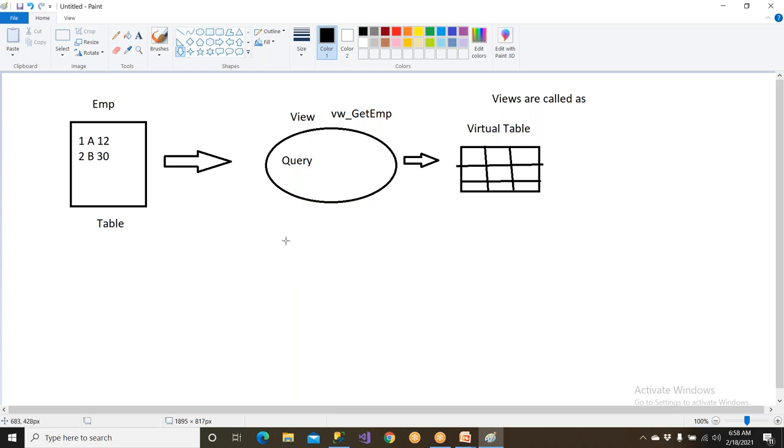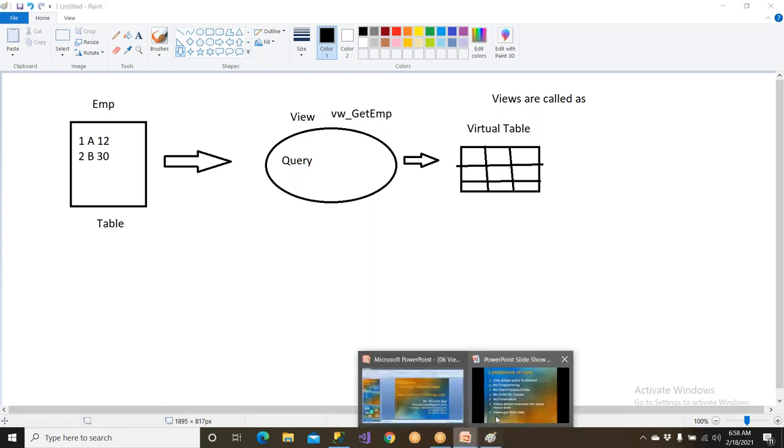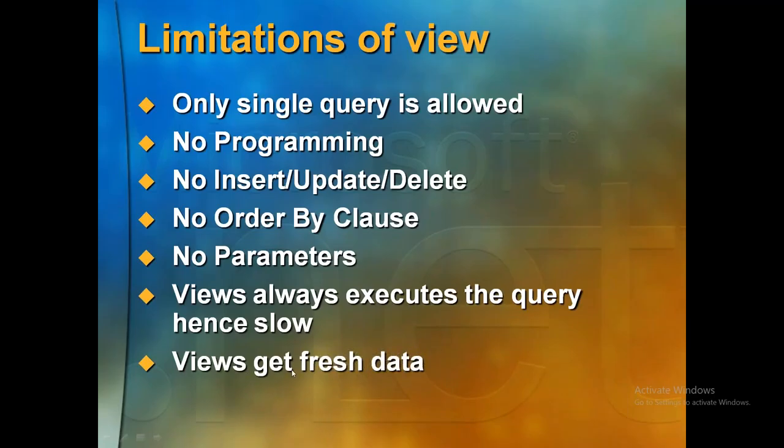Am I clear? So the next problem is that views always get the fresh data. This is also a good thing, but since it is getting fresh data, it has to execute the complete query once again from top to bottom, right? Because of that, the customers may be unhappy when you have a large amount of data. Clear? Views are good especially in OLTP applications, but not in OLAP applications.